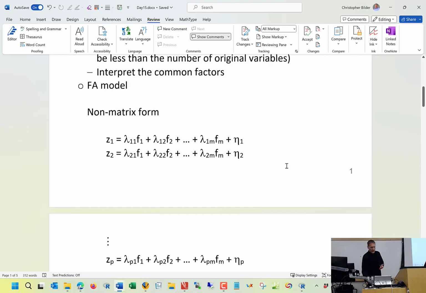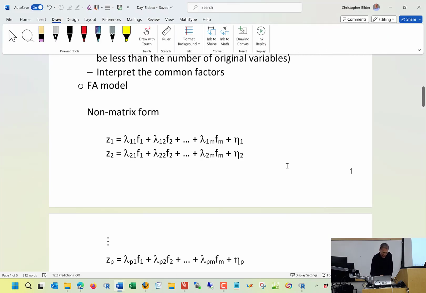These lambdas also allow us to interpret what these common factors represent in terms of our original variables. Let's say I have a situation where lambda 1 is positive 1, lambda 2 is negative 1, and all the other lambdas are 0. Then this says common factor 1 represents a contrast between whatever Z1 represents and whatever Z2 represents.